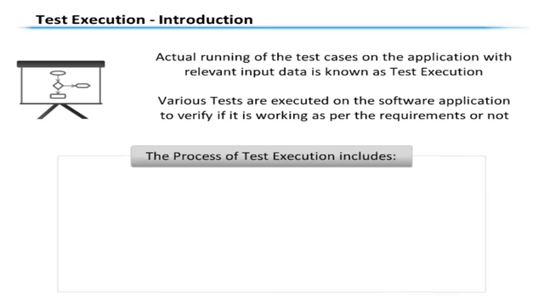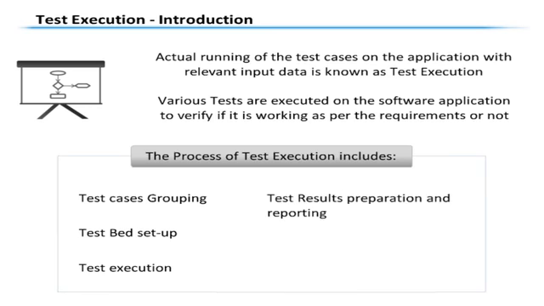Test execution involves the following phases: test cases grouping, the creation of a test bed, the actual test execution, then of course recording test results and reporting, then the defects logging into the defect tracking system, and finally the re-execution of the test cases.